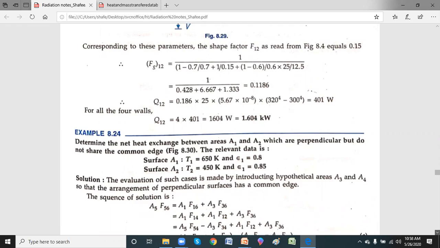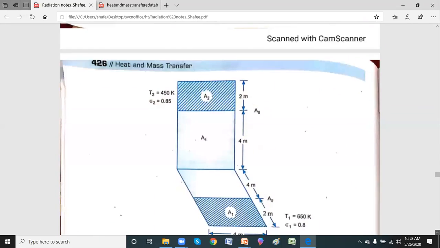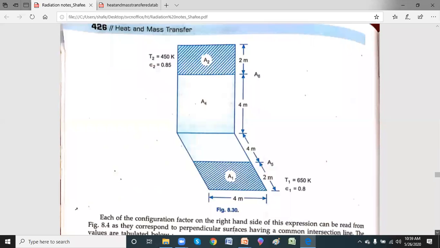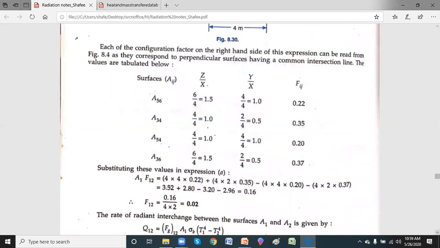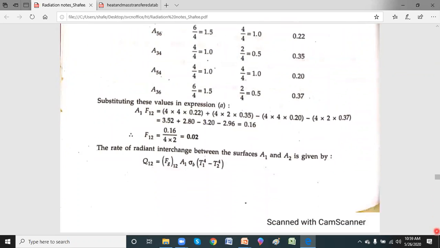Now, the next problem, we already discussed with the shape factor, how to find out the shape factor or heat transfer. But in case of a perpendicular rectangle, it doesn't have a common edge. You remember? So we convert these two surfaces into a single surface, A5, A6. Just you solve that problem. The problem will be similar like this. So I need to find out phi 6. Phi is the combination of two surfaces. So like this, we just find out. Already we discussed this problem in the previous classes.